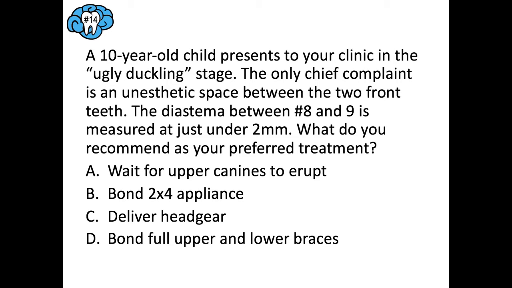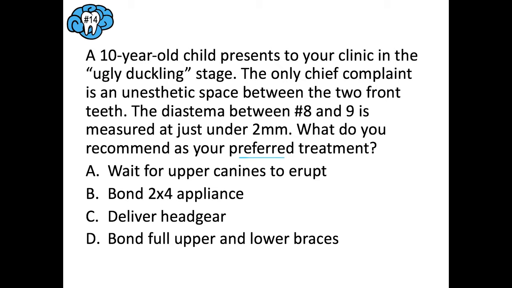So we have a 10-year-old child that presents to your clinic in the ugly duckling stage. The only chief complaint is an unesthetic space between their two front teeth, and this diastema is measured at just under 2 millimeters. What do you recommend as your preferred treatment option? So go ahead, pause the video, think through the question, and then we'll talk about this one.